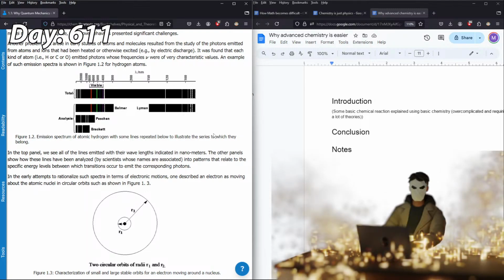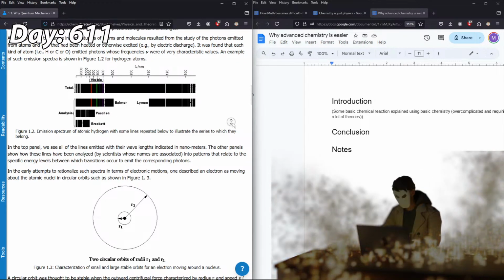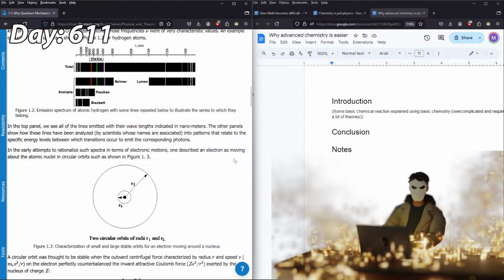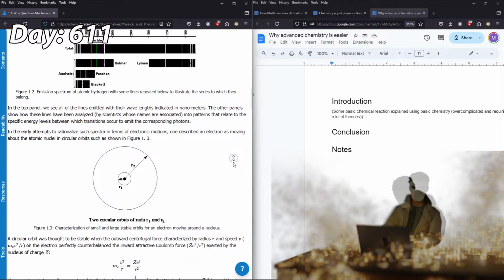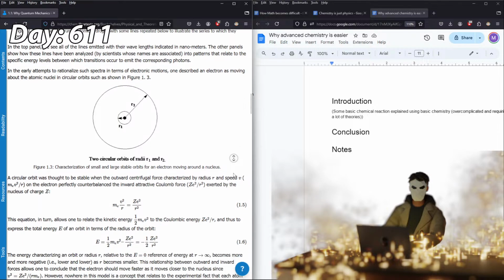Yeah, okay, so far everything seems pretty typical quantum mechanics-ish, I would say. Nothing too out of the ordinary, unless I'm missing something. The other panels show how these lines have been analyzed into patterns that relate to specific energy level photons. Hi there, Krish, welcome. In the early attempt to rationalize the spectra, there was electronic motion, one describing electrons moving about an atomic nucleus in circular orbits. Okay, so these are the early attempts, I see.